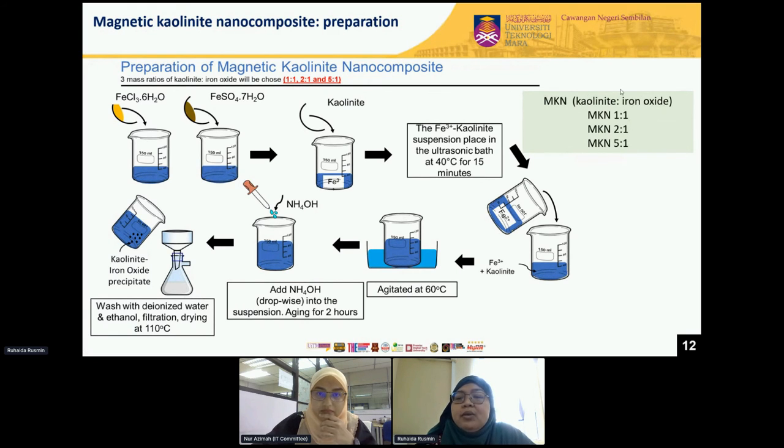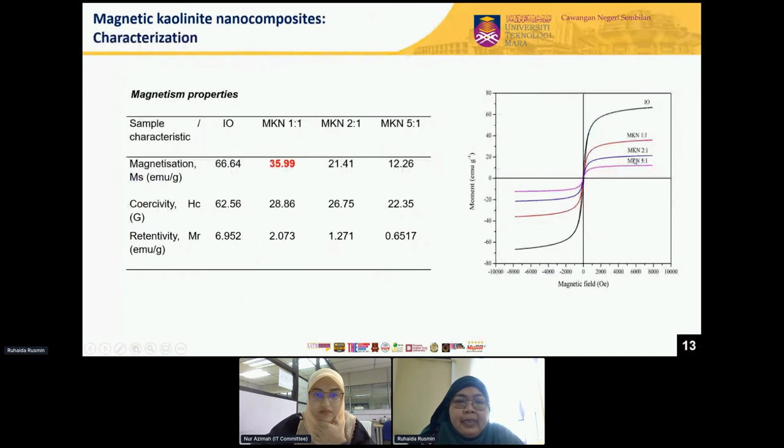We use three composites. We are comparing mass ratios of 1:1, 2:1, and also 5:1 of kaolinite to iron oxide. So looking into the results, first of all, we look into the magnetization or the magnetic strength of this material. Obviously, if we have a higher content of iron oxide, it will definitely give a higher magnetic strength because the iron oxide gives the properties of magnetism.